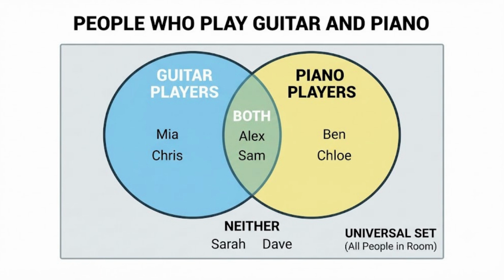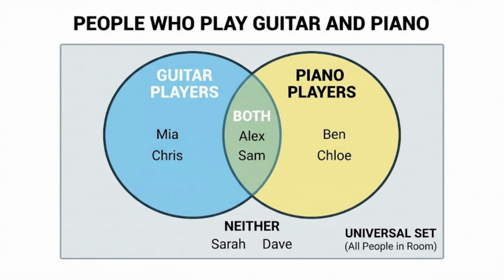Okay, let's build one together. Imagine we're comparing people who play guitar and people who play piano. Step 1. Draw your two circles. Label them, guitar and piano. Step 2. Always, and I mean always, start with the overlap. Who plays both? Put them in that center slice.